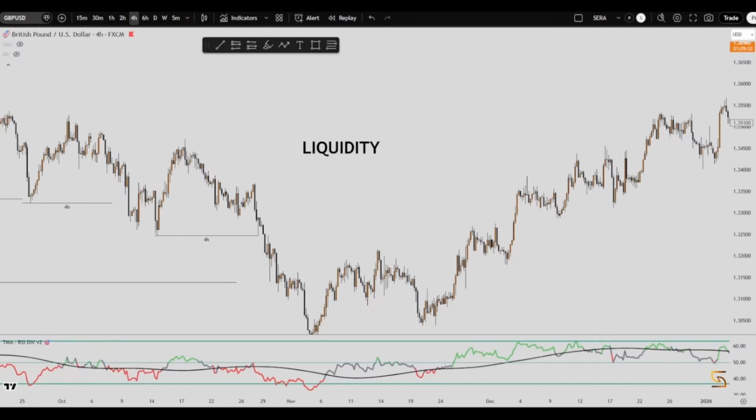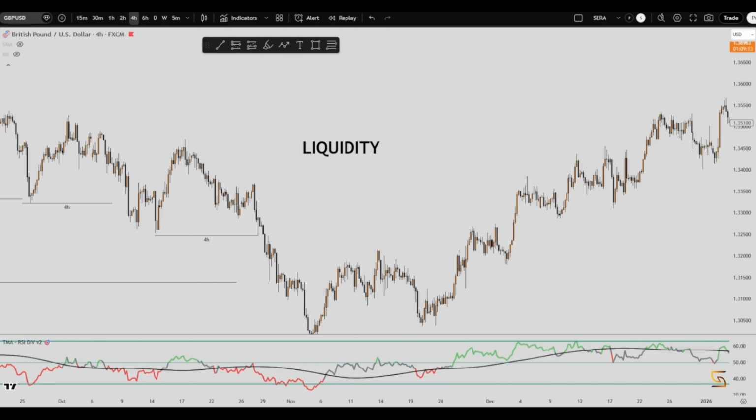If you have trouble understanding the concept of liquidity, this video will help you. Most traders think price just hunts stop losses, but that is only a small part of the picture. You have to know only three things.